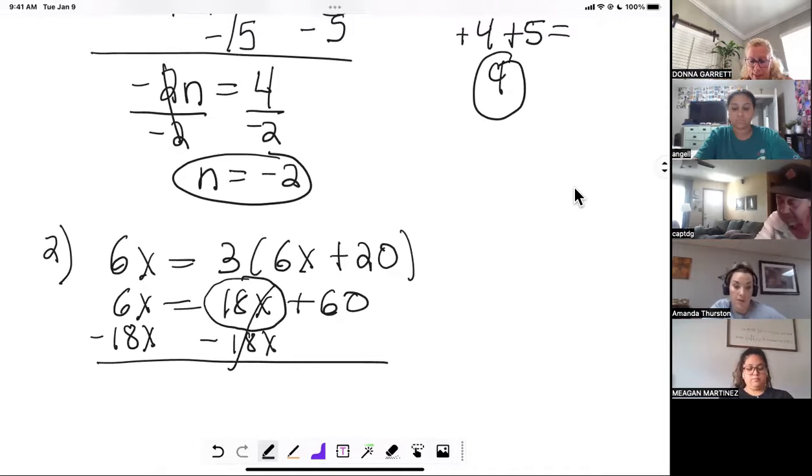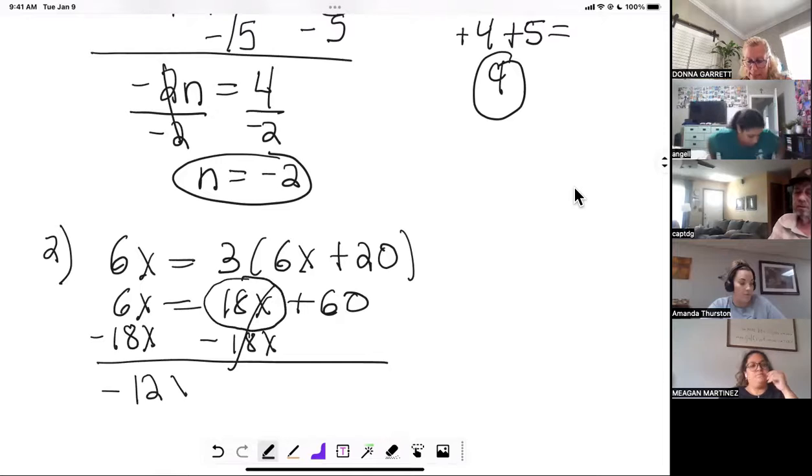Okay. So then it would be negative 12? No, negative 11. Yes. Right. 12. X equals, x, and what does that equal? 60.